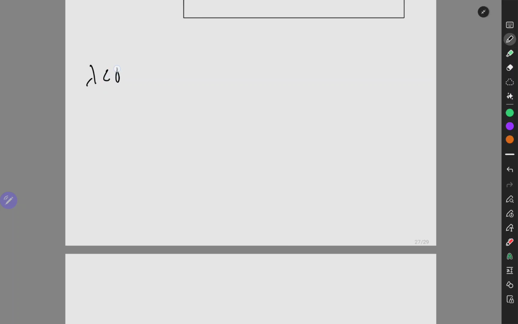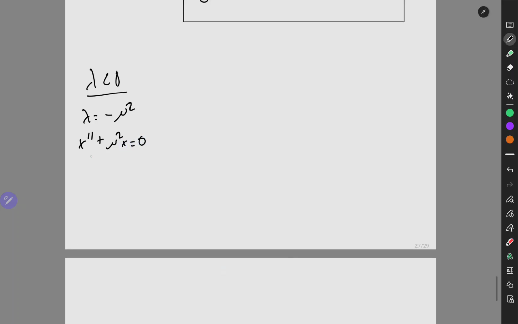So lambda less than 0. This has to be negative. And then we have plus mu squared, x equals 0. And then we're left with, that's going to be negative, so that's complex. We use our Euler's formula. I'm going to use the shortcut.